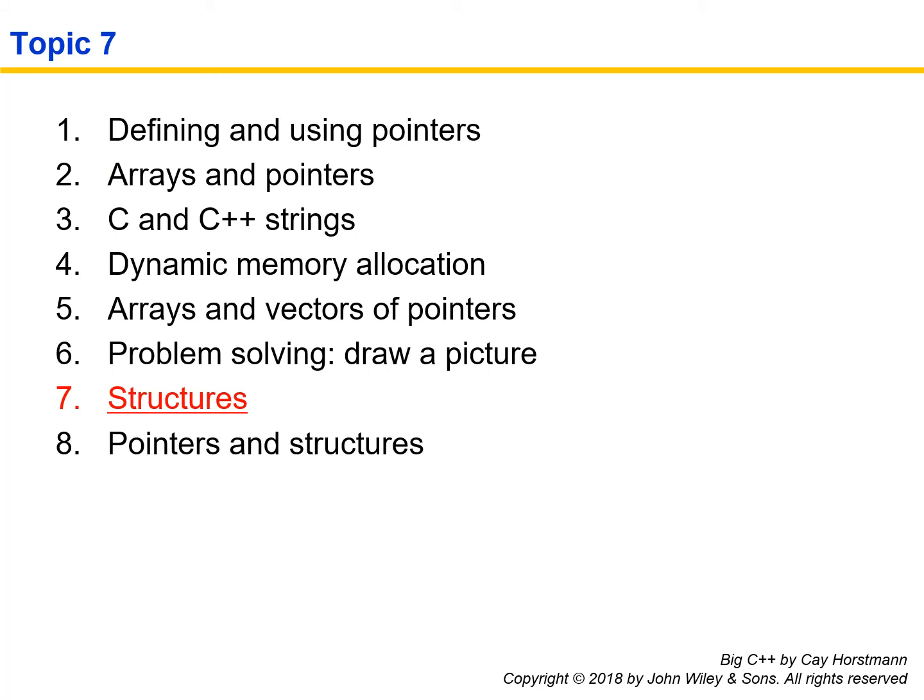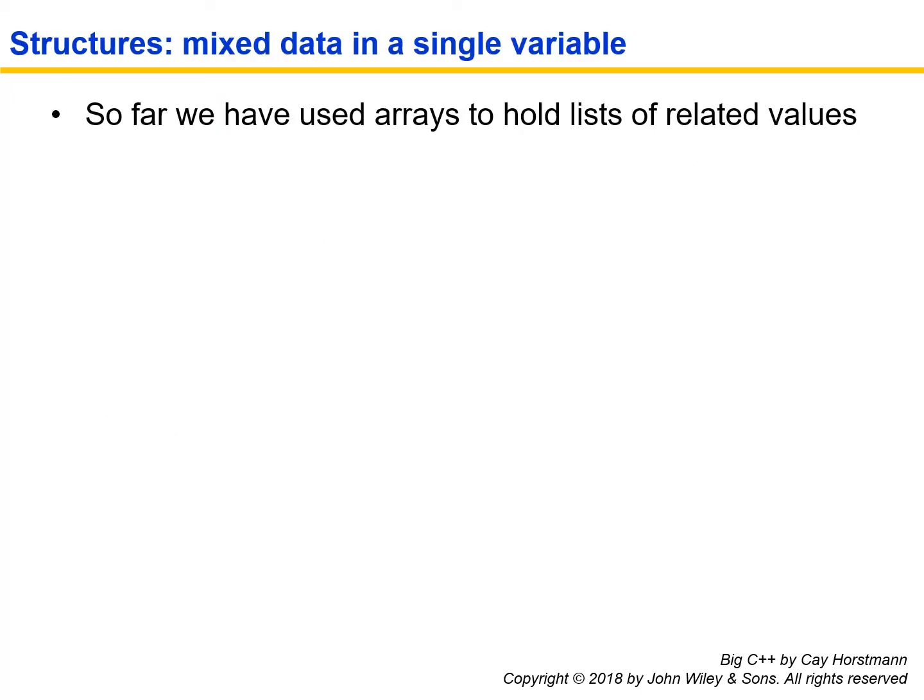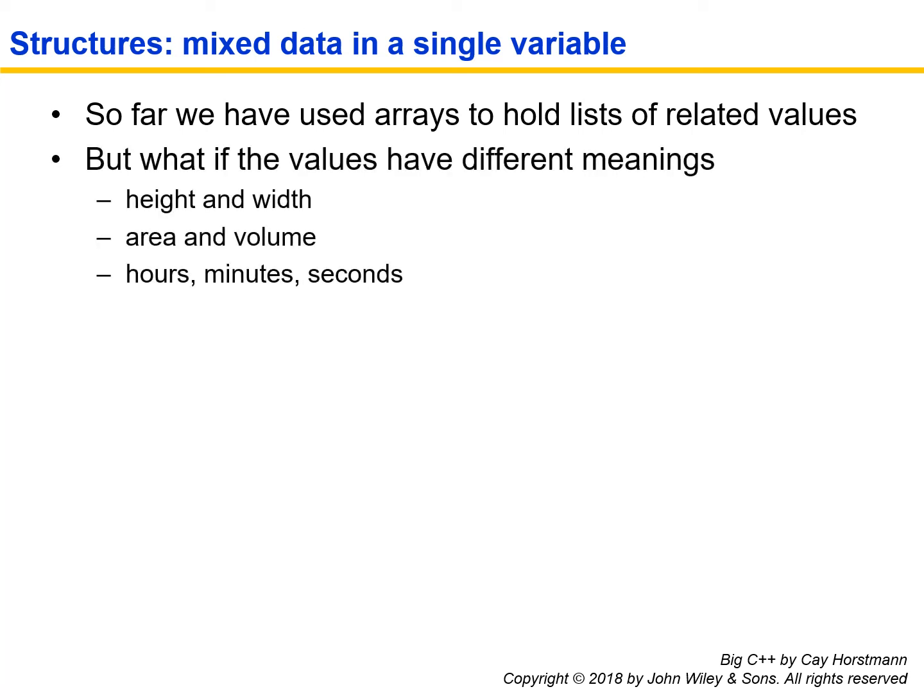All right. Switching gears completely, we're now going to talk about another way to store information in C++, which is a structure. So far, we've used arrays to hold lists of related values. Okay, we might have a list of angles, or a list of launch velocities, or a list of birth dates, or something. But what if the values have different meanings?